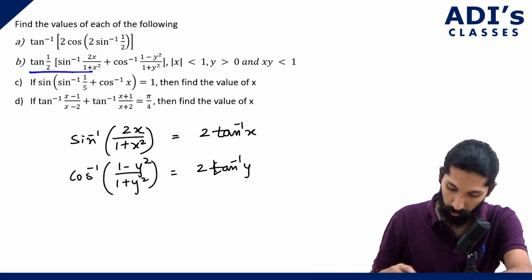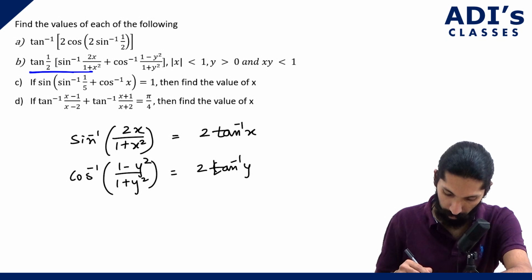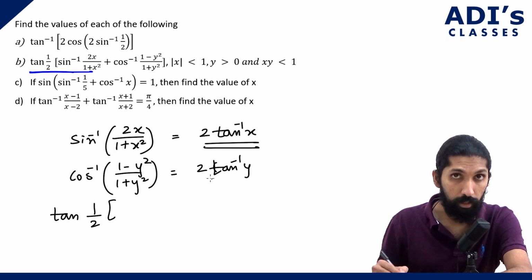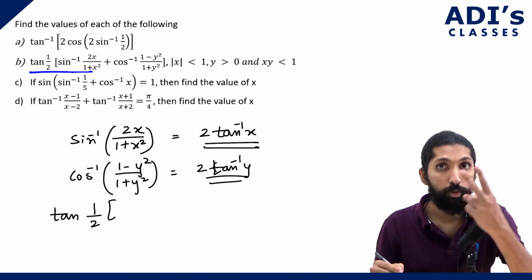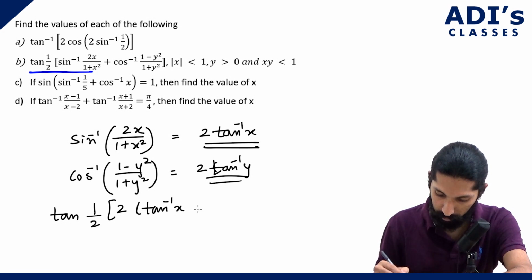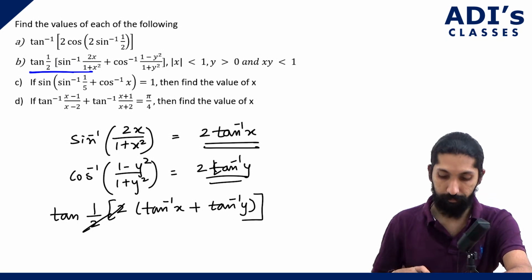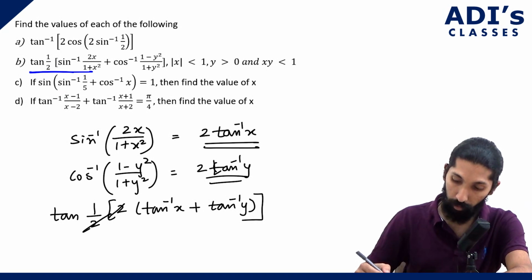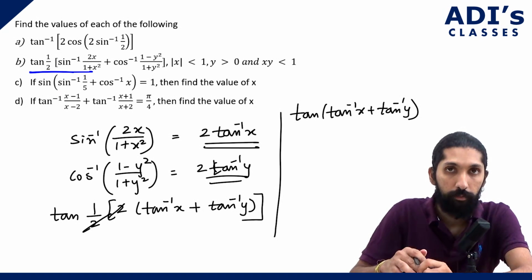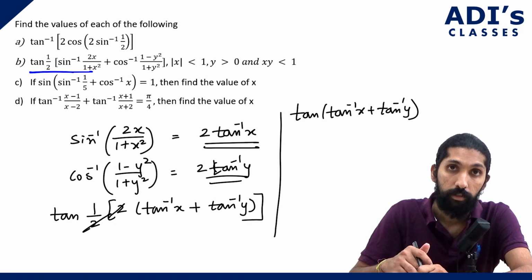Now take both of them together and apply it to the outer bracket. So now we have tan of half of 2 tan inverse of x plus 2 tan inverse of y. What do you see common? 2. 2 times tan inverse of x plus tan inverse of y. The 2 and half cancel out, right? So what you have now is tan of tan inverse x plus tan inverse y. Now I'm sure you all can solve it because you know the formula, correct?